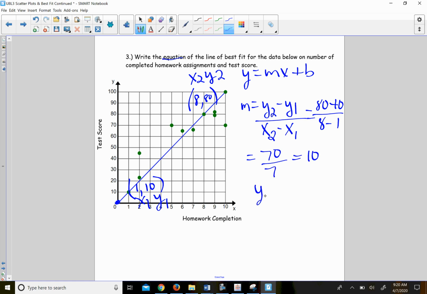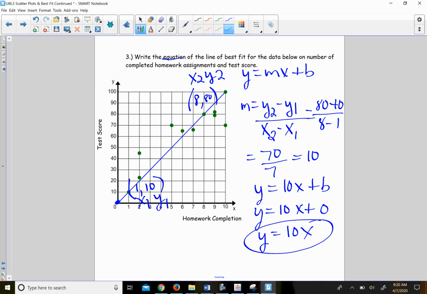So my equation would be y equals 10x plus, I got to find the y-intercept. And luckily for us in this one, the y-intercept is shown. It's 0. So we can say y equals 10x plus 0. But I would also accept y equals 10x. When there is no plus a number, it's assumed that it's 0 because 0 represents nothing.